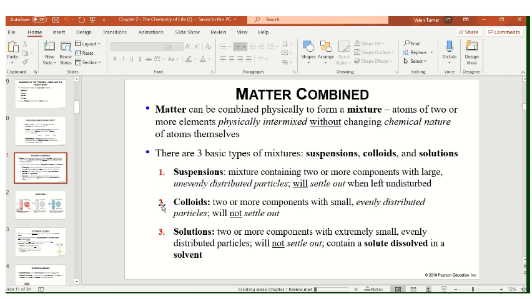That is a solution. Did the salt disappear? No. How do you know? When you taste it, it still tastes salty. It's just that it got dissolved by the water. So you have a watery solution.